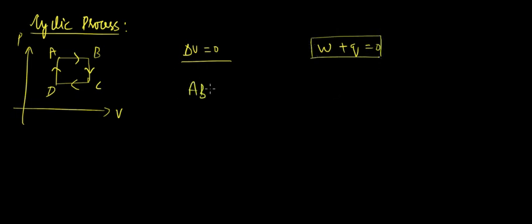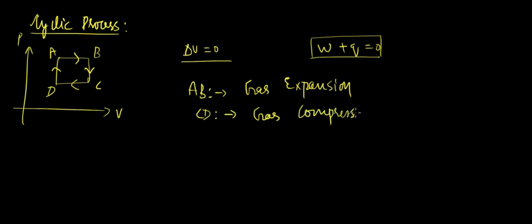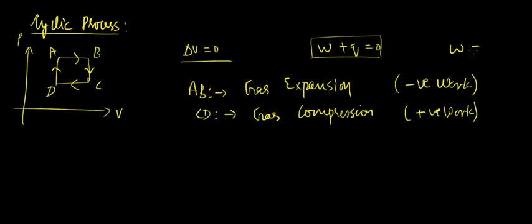And in AB we can see there is a gas expansion, and from CD we can see that there is a gas compression. Okay, so here it is a negative work done, and here it would be a positive work done. Why? Because we know that W equals minus P dV. So as dV is positive in this case, work done would be negative, and in CD dV is negative, hence work done would be positive.